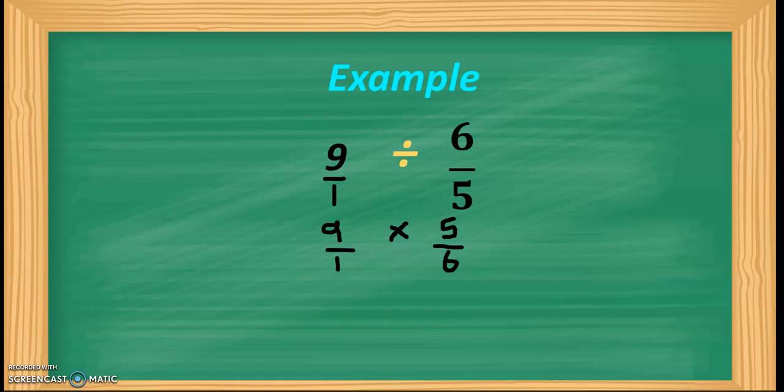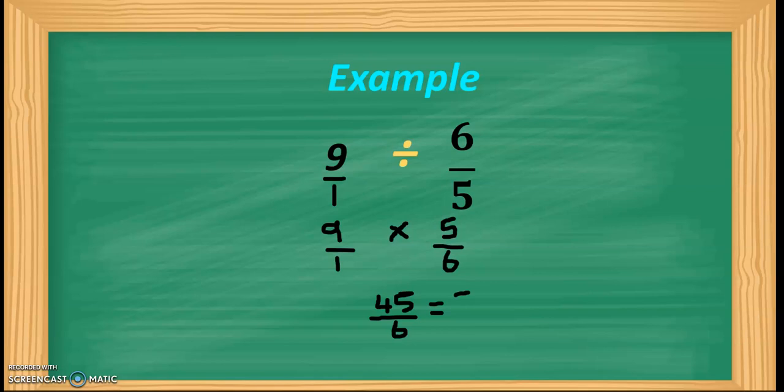Now we're going to multiply our numerators and our denominators. Now 9 times 5 is 45. And 6 times 1 is 6. So we ended up with an improper fraction. But remember, we can change an improper fraction to a mixed number. So we need to know how many times can 6 go into 45. How many sets of 6 can I get from 45?